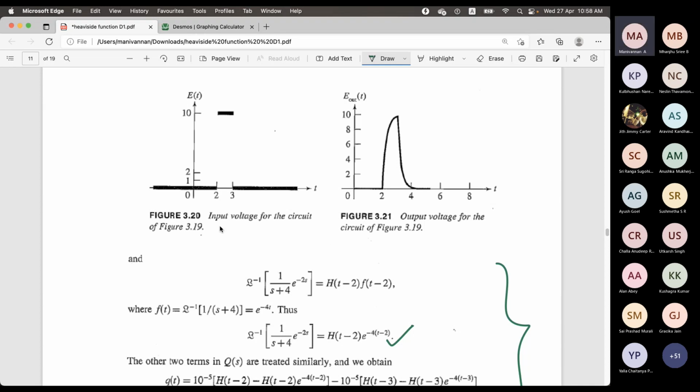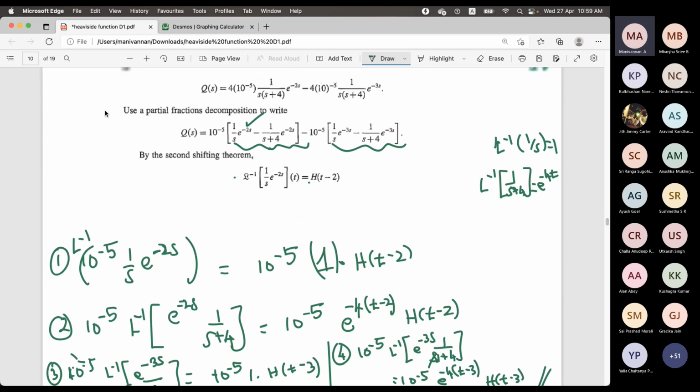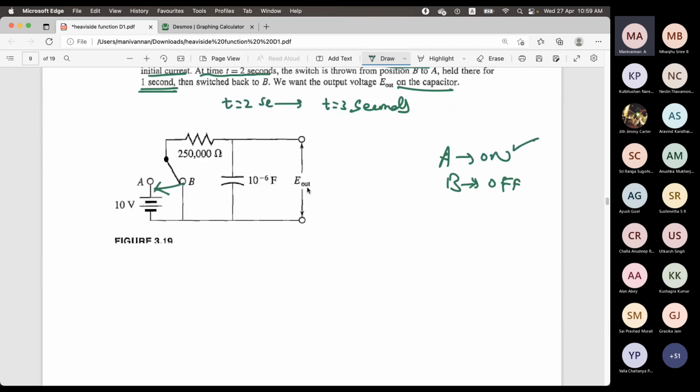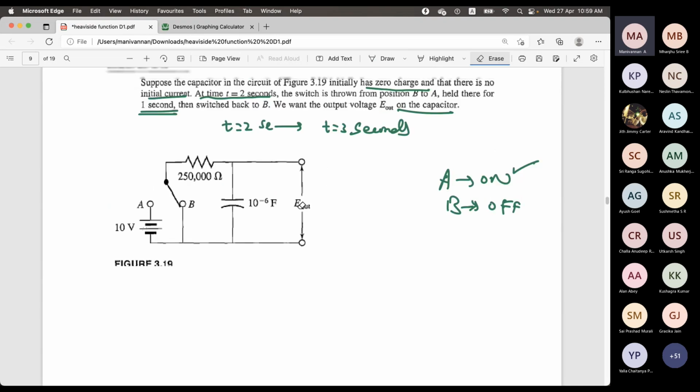If you compare the input voltage and the output voltage in that electric circuit, when we have these on and off conditions, when you switch on, 10 voltage is going to pass through this 2,50,000 ohm, with 10 to the power minus 6 Farad. These are all the inputs. With this, we are going to compute the output voltage E of t.